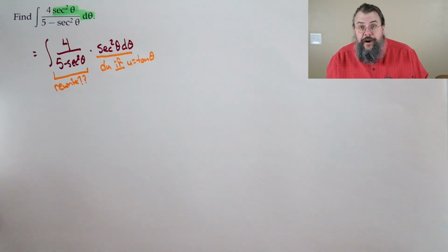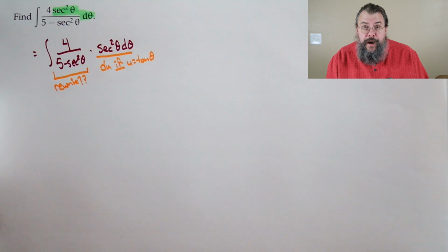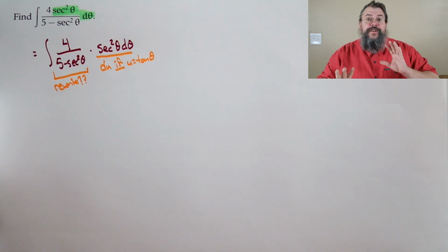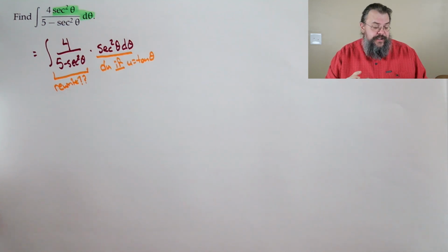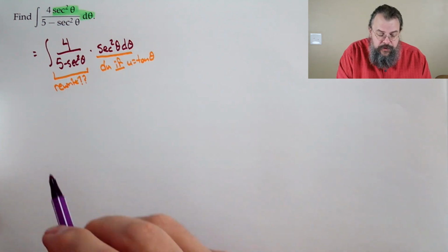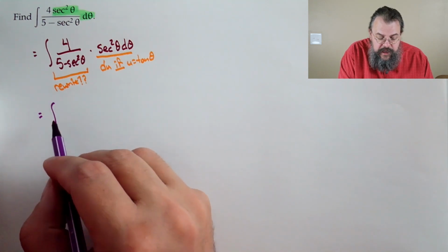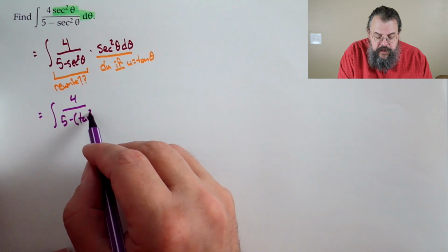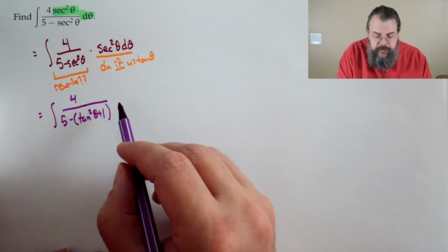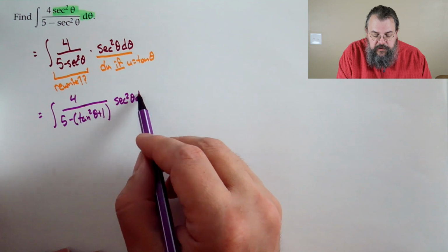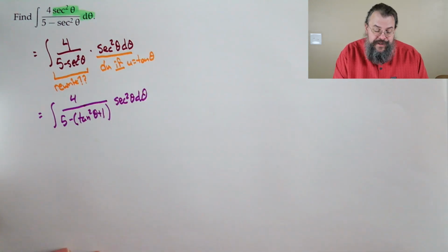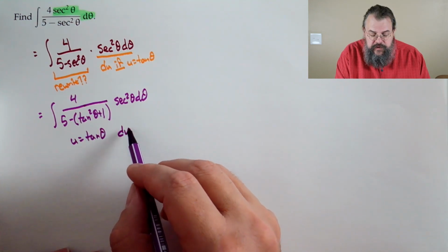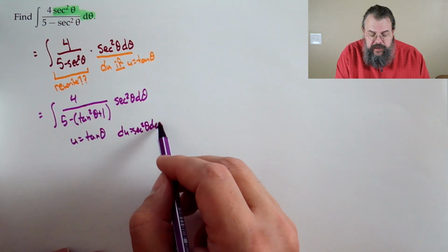Currently, there's no tangents at all, so that's not the most promising thing, but there is a secant squared, and there's a nice relationship between secant squared and tangent. In particular, we can say the following. This is the same as secant squared is tangent squared plus 1. And now we're perfect. We're ready for our substitution. So we make our substitution. u equals tangent, du is secant squared theta d theta.